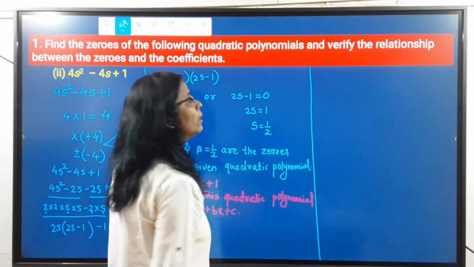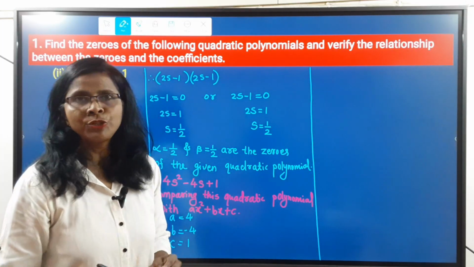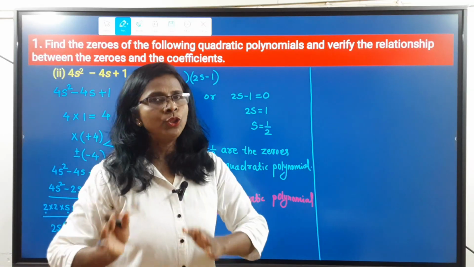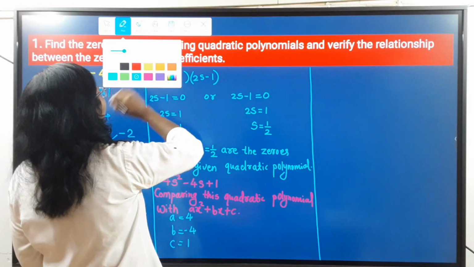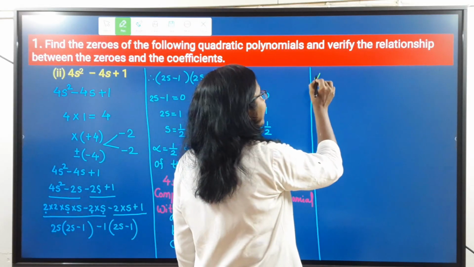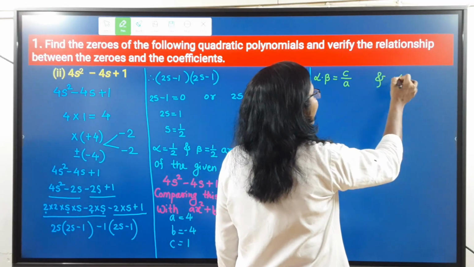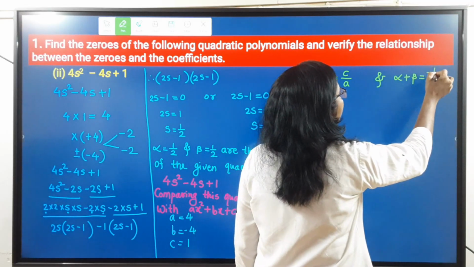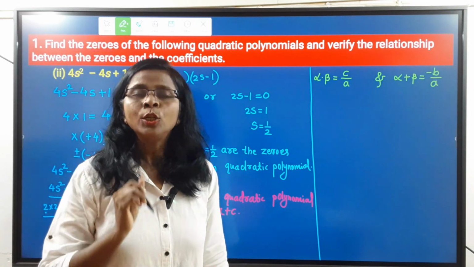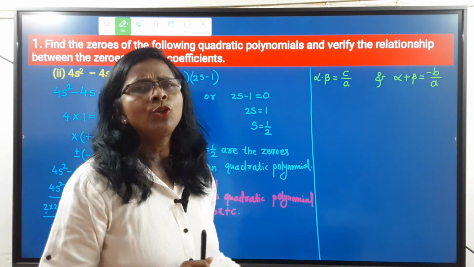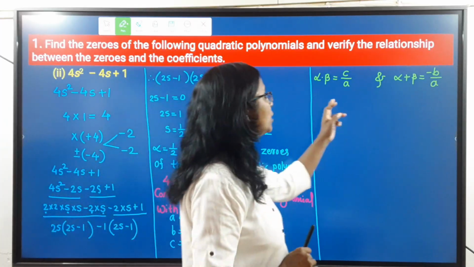Then students, coming to the third part. In the third part, we verify the relationship between the coefficients and the zeros of the quadratic polynomial. So students, we have to prove this. We write that alpha into beta is equal to c upon a, and alpha plus beta is equal to minus b upon a. We have to verify the relationship between the coefficients and the zeros of the quadratic polynomial. That means we have to verify these two results.